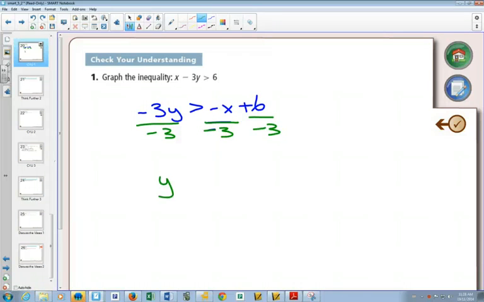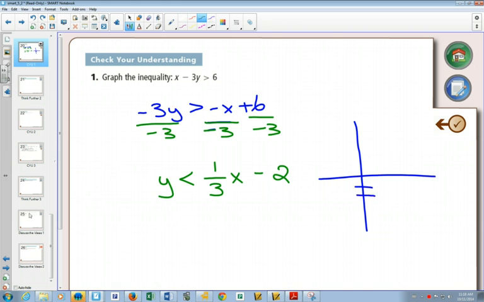Now, our special rule comes into effect right now. We just divided by a negative, so our sign is going to flip. This is going to be positive 1/3 x, because a negative divided by a negative is positive. And 6 divided by negative 3 is negative 2. So this is changing to y equals mx plus b form. We now know that our y-intercept is at negative 2.